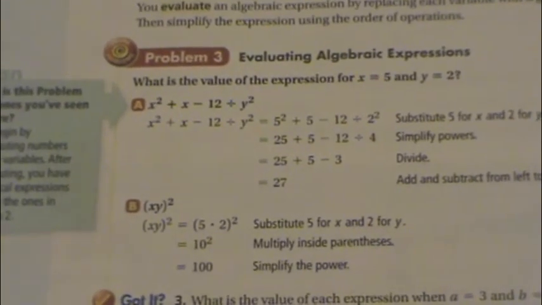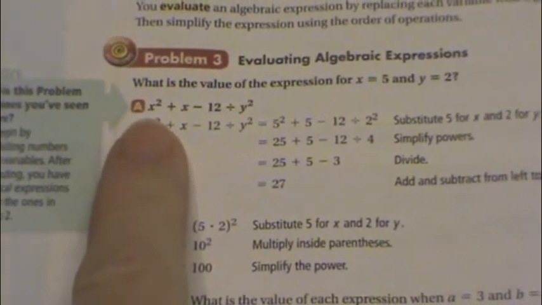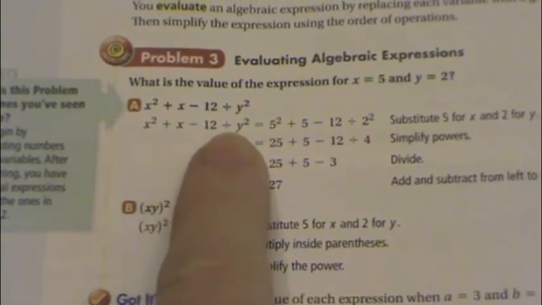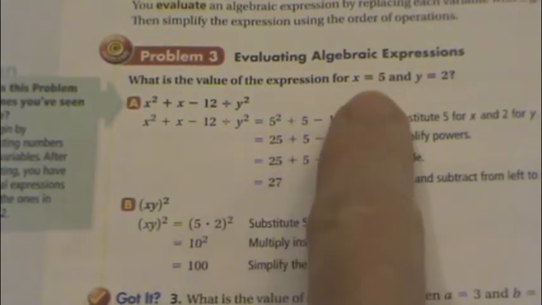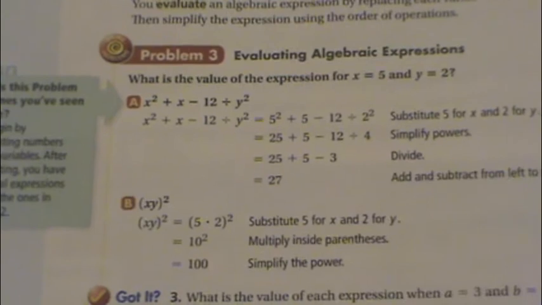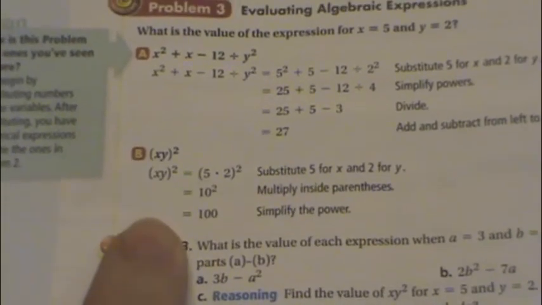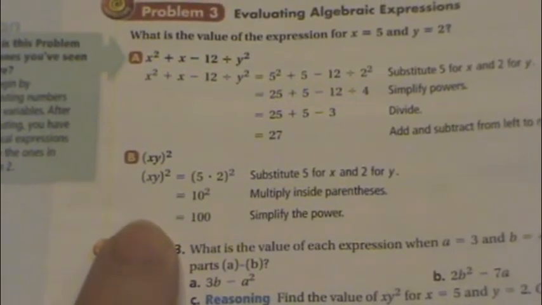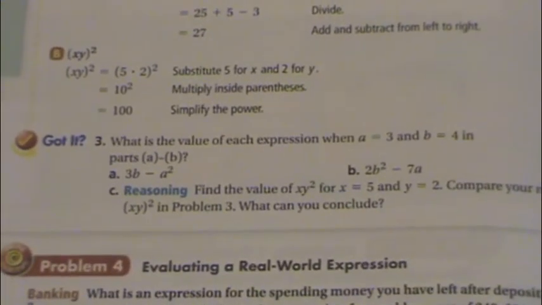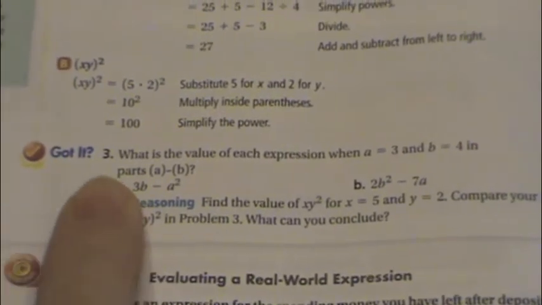Problem 3. Very similar to what we just did. Given x equals 5 and y equals 2, they show you how to substitute the values and evaluate the expression. That's completely done for you if you want another example. Then xy squared, we already worked through that using different values for x and y. Now, I want you to stop the video again and do got it, number 3.